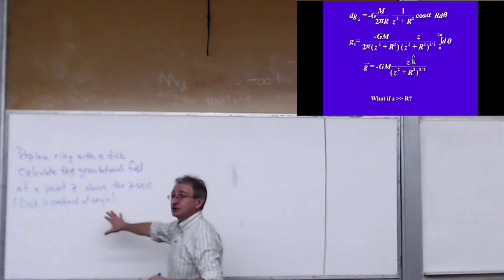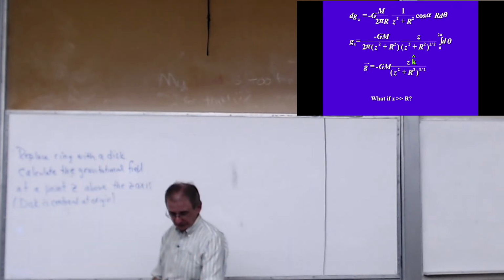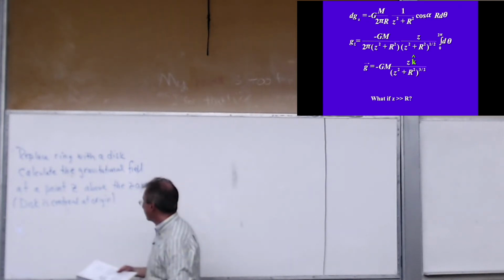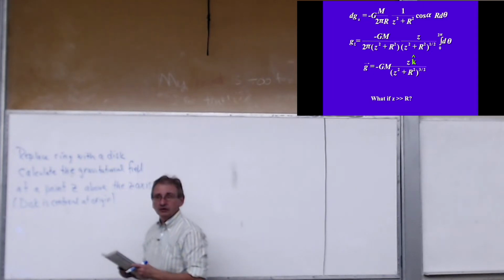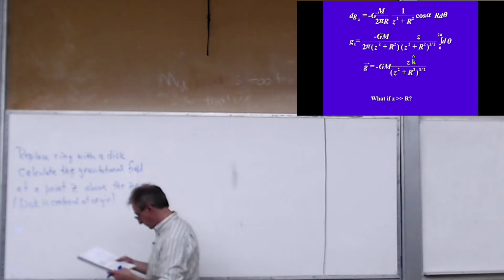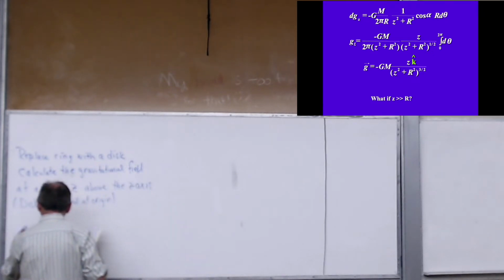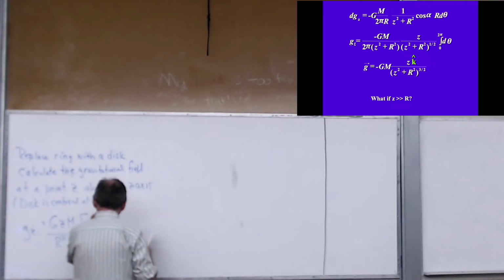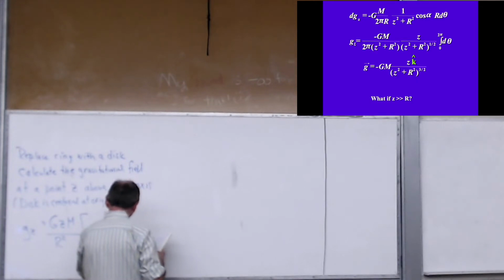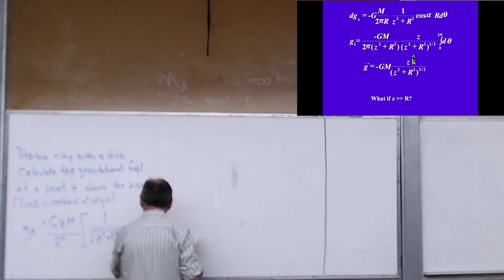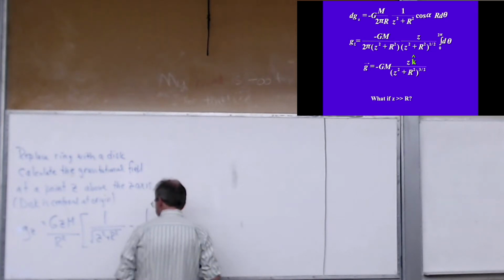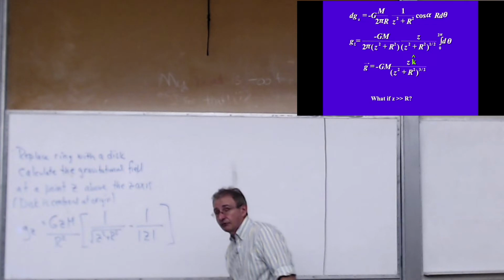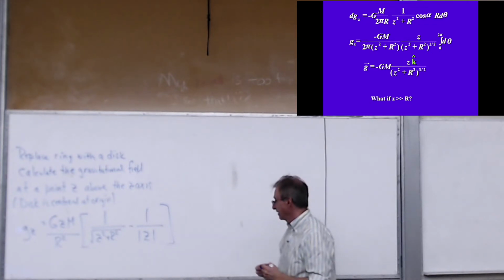But let me write the answer down to this for the disk. Okay? And then you could practice. And this is a uniform disk, okay? To do a non-uniform disk, then you have to use a non-uniform density. So that's the answer for a uniform disk. Okay?